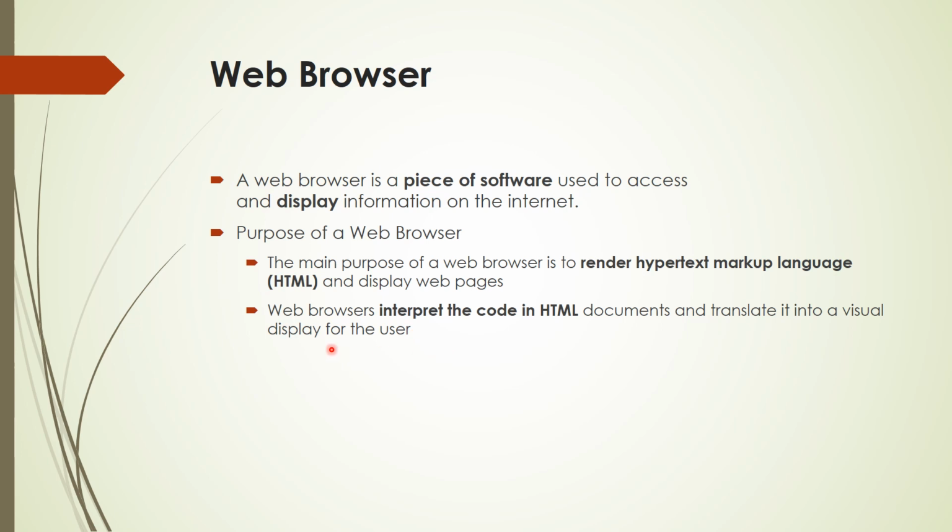And then a web browser interprets the code in HTML documents and translates it into a visual display for the user. So it's just going to translate the web pages and display the visual for the users. That is, when coding is happening at the back end, the web pages don't look the way we see them. It's all about the web browsers so that we can see the good and amazing interfaces of websites.